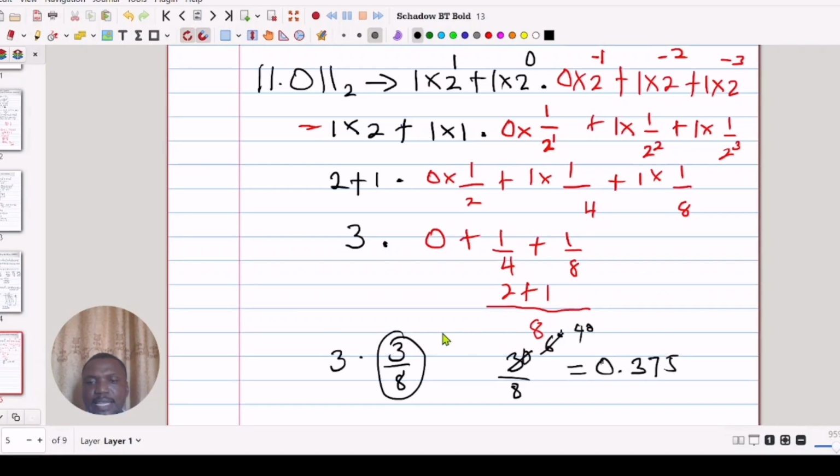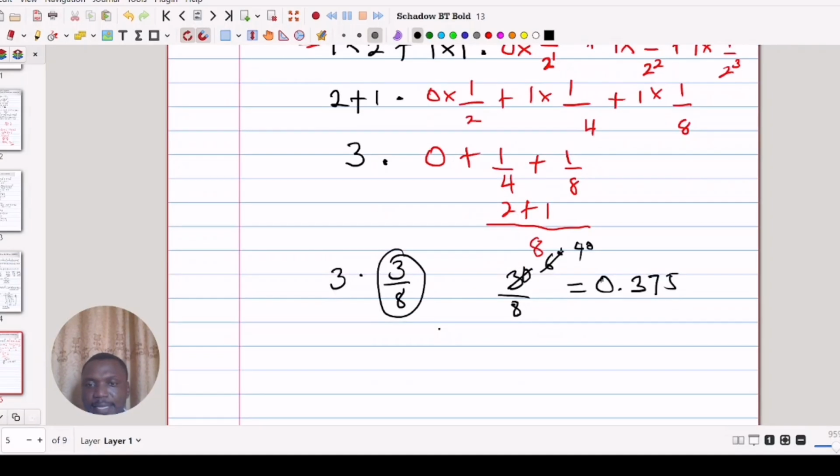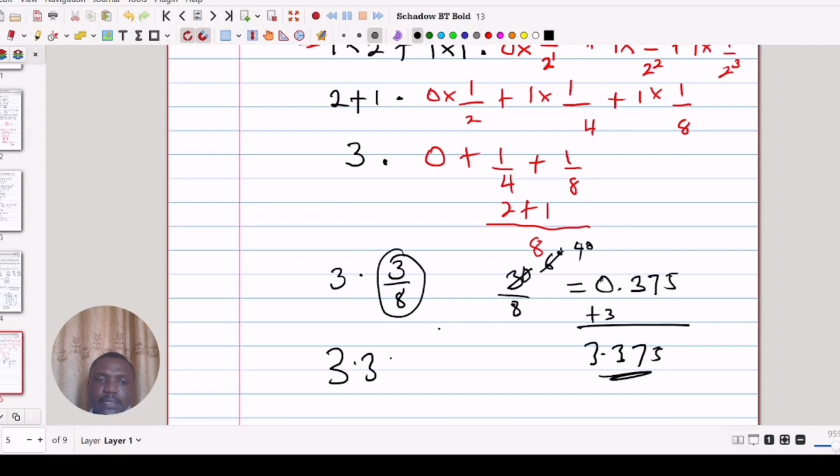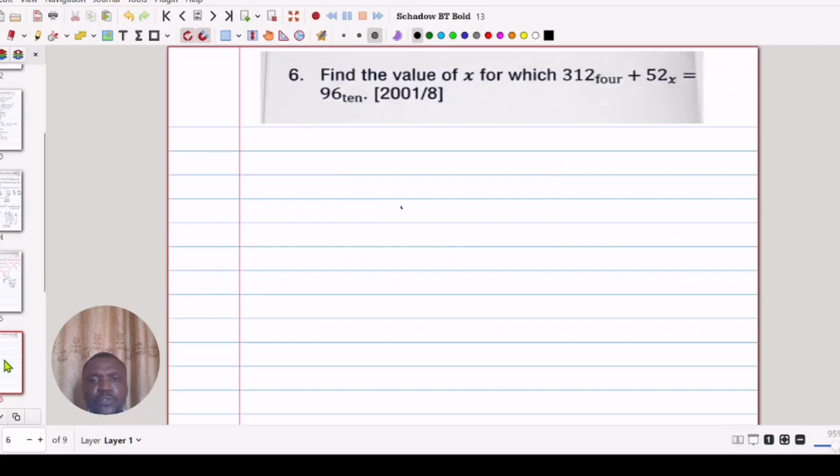So our answer now will be, you add 0.375 with your 3, and it will give you 3.375. So our final answer is 3.375. So let's go to the next question.